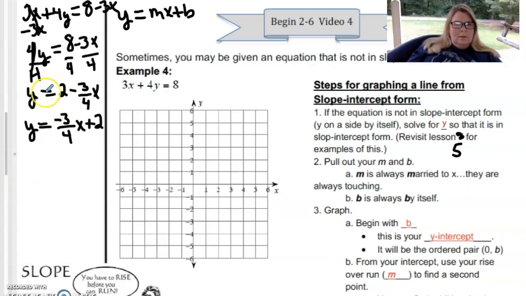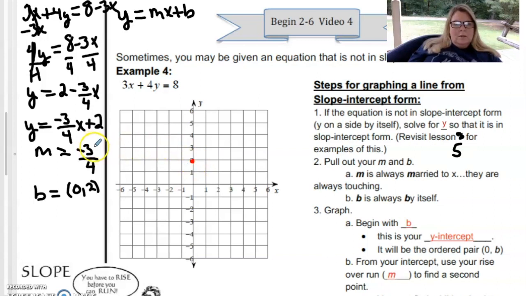My m, my slope, is -3/4. And my b, or my y-intercept, is (0, 2). So we're going to plot those points. I'm going to change the color of my pen. So we got y-intercept is (0, 2), so we'll put a dot there.